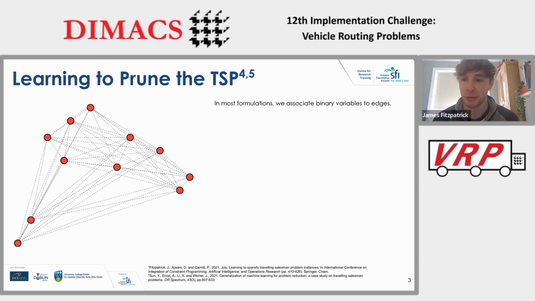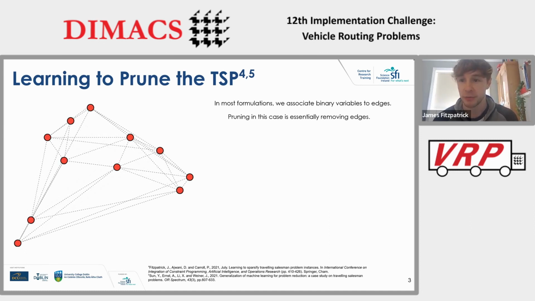So in the Learning to Prune framework, what we want to do is take this underlying graph and learn about which of those edges we can essentially remove from consideration, or which of the associated variables we can fix to 0. So we'll have a classifier take our graph, which was complete, and reduce it to something that looks maybe like this. What's left over, hopefully, is something that we can deal with a little bit more easily.